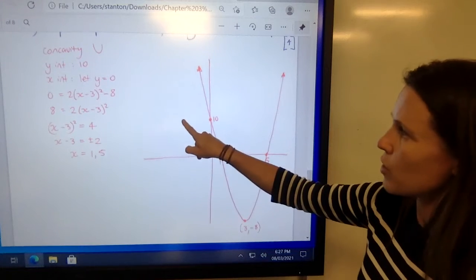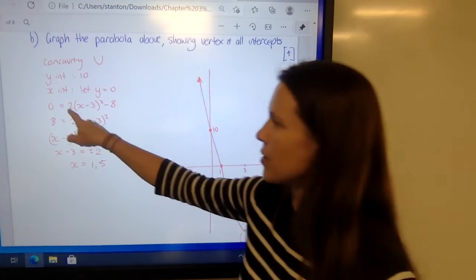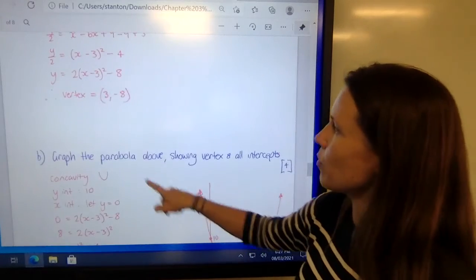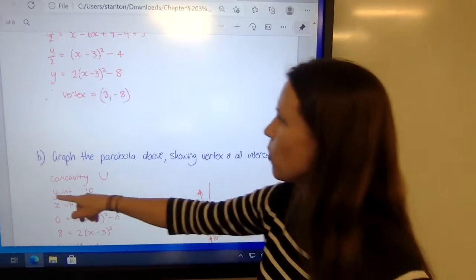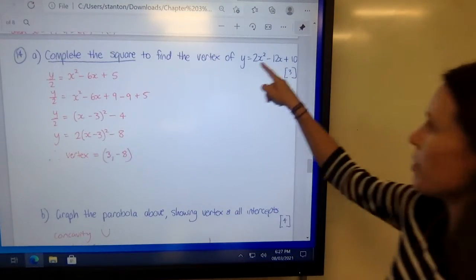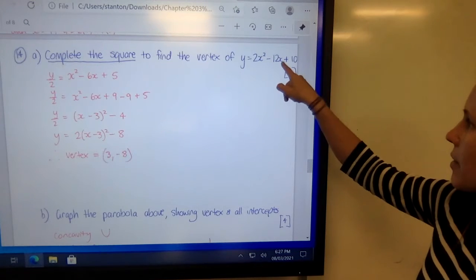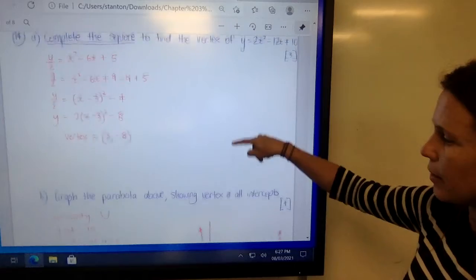Now, our normal steps still apply. First step is to think about the concavity, and this 2 that's out the front of our formula tells us that it's an upright one. We can find the y-intercept is 10 by going all the way back to our original question and seeing that when x equals 0, y will equal 10. That's the easiest way to do that.